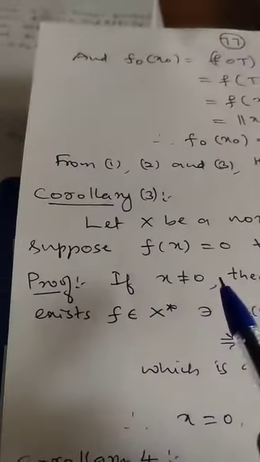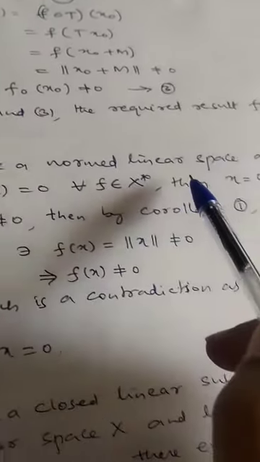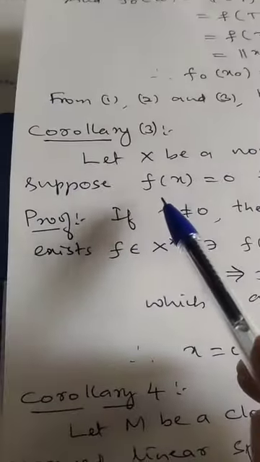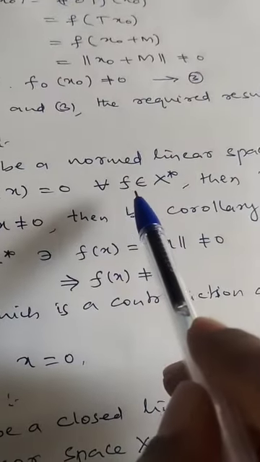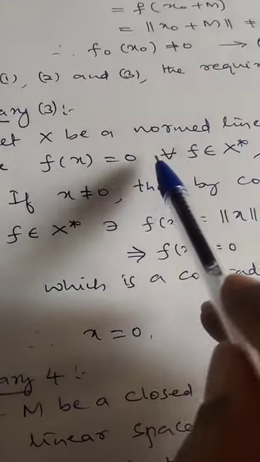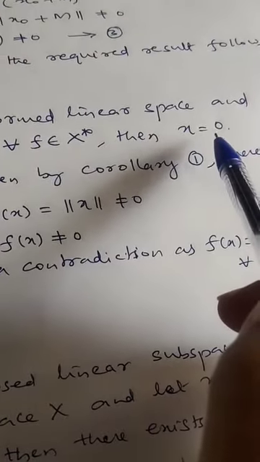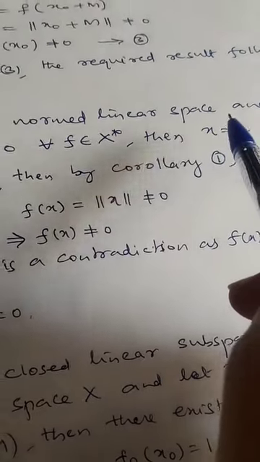Next let us take up corollary 3. Corollary 3 says: if X is a normed linear space and suppose f of x is 0 for every f belongs to X star, then what will happen? If f of x is equal to 0 for every f belongs to X star, this implies x must be 0.